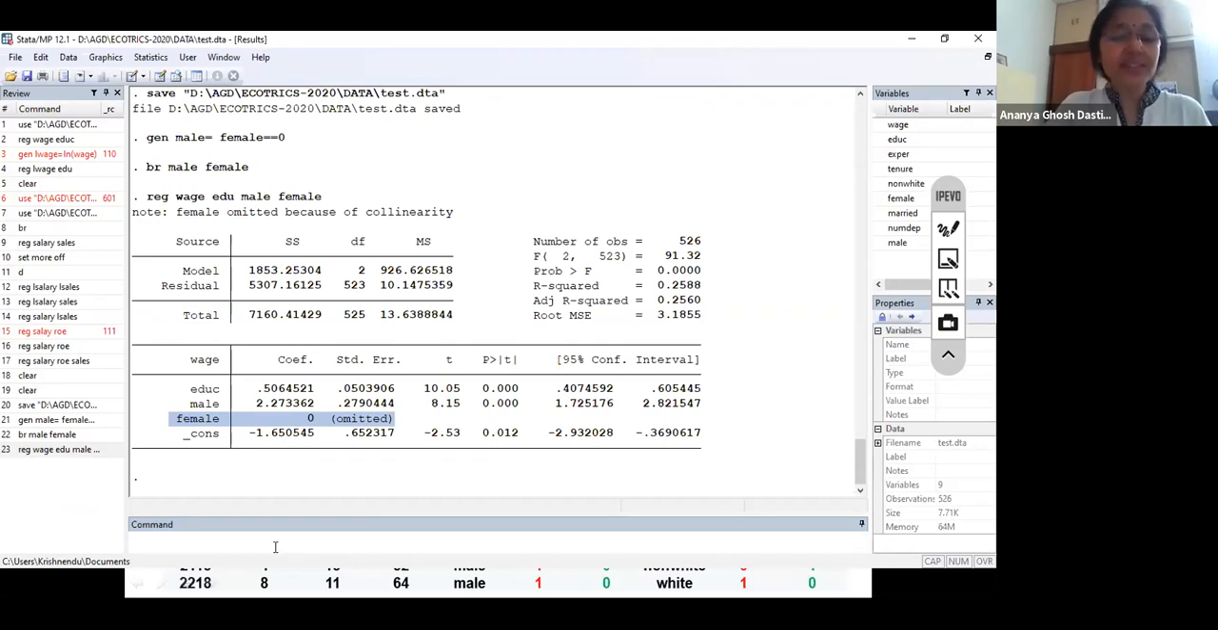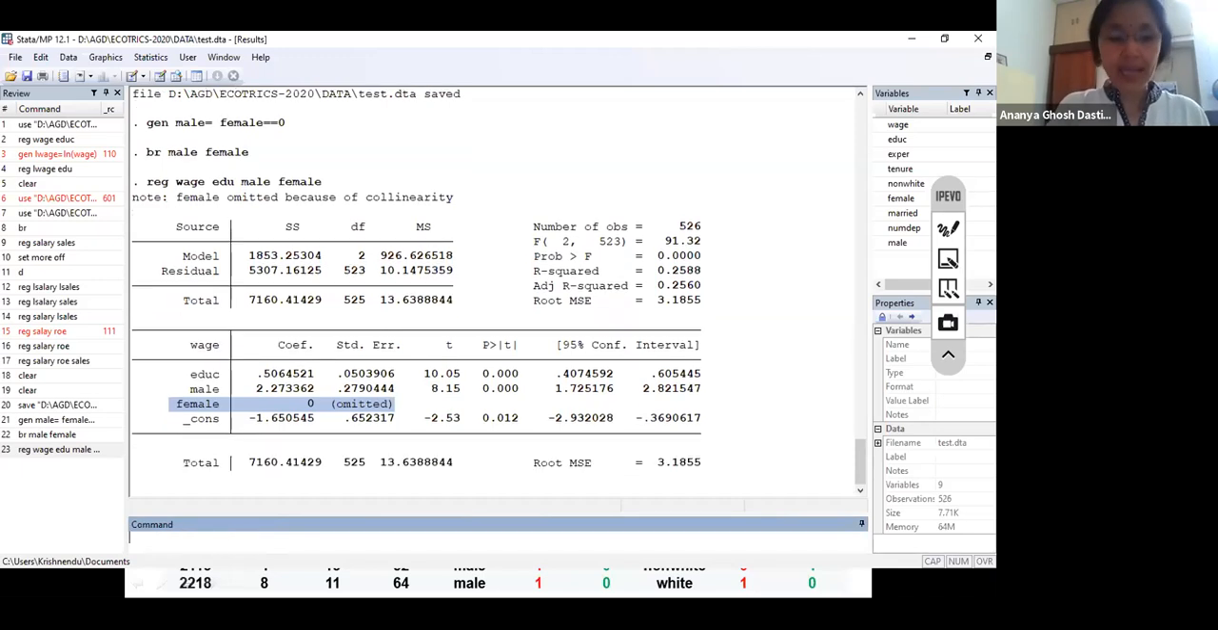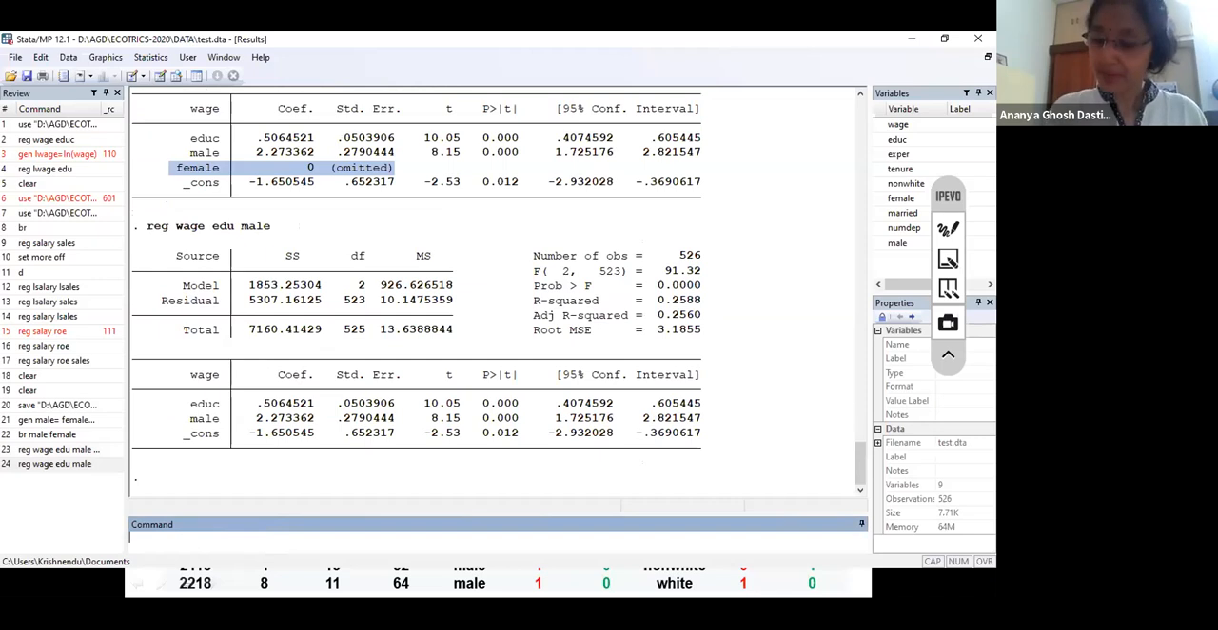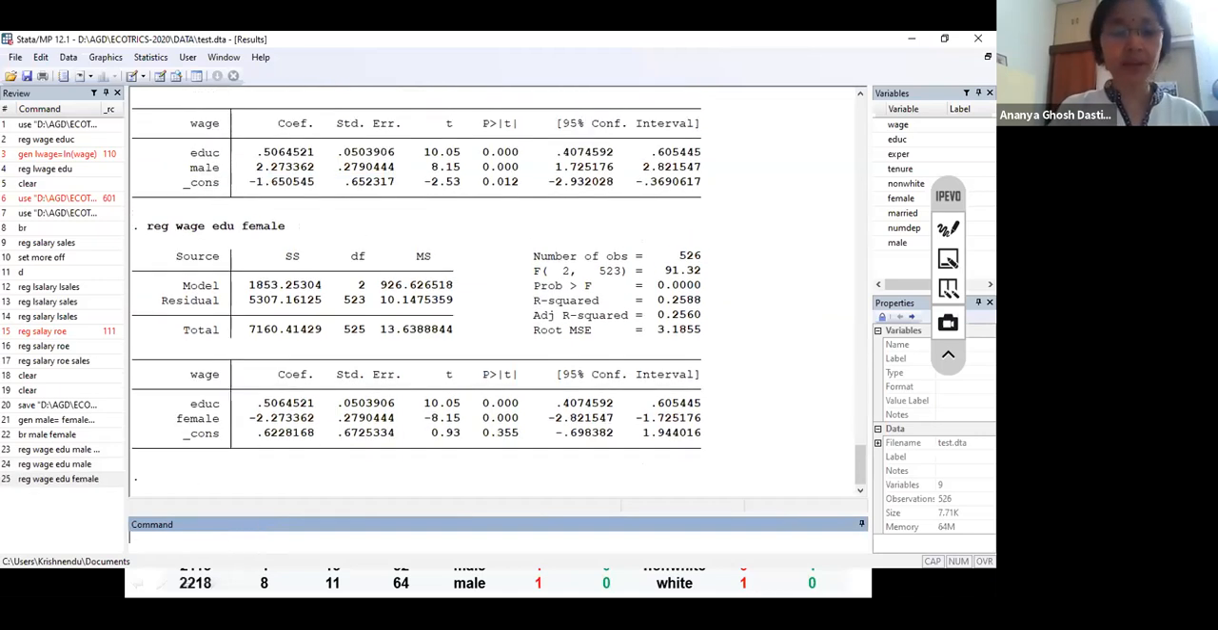Because there is a dummy variable trap. You cannot put male and female together in one model. But if you put only one variable, there is no problem. So you regress wage on education and male. And there you go. Fine. Now suppose you want to regress wage on education and female. There you go. No problem.